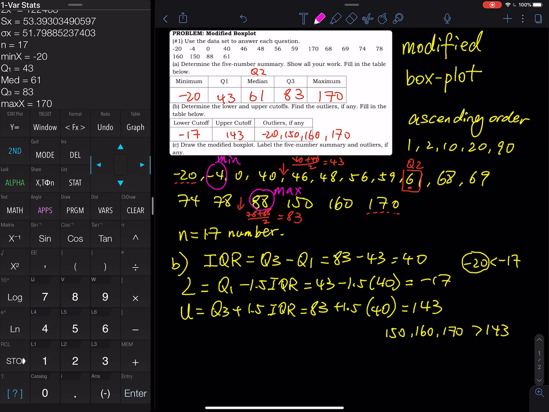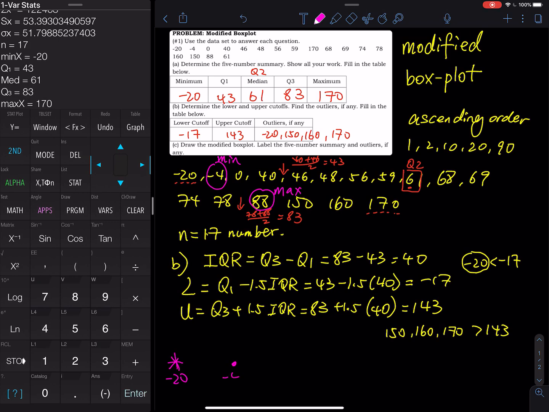Do not go back to change part A. Okay, part A, whatever is in there is done. We are updating the information. So on the graph, -20 is an outlier, so I will use a big star. So that is -20. And then -4 is my minimum.